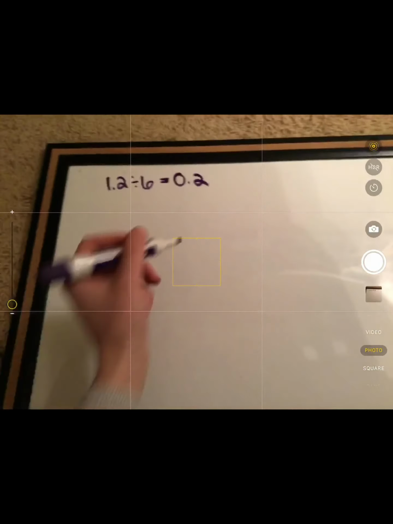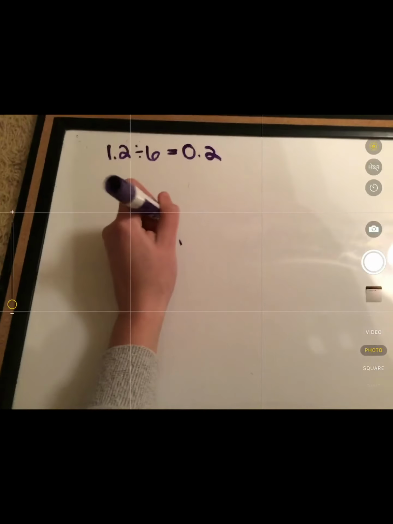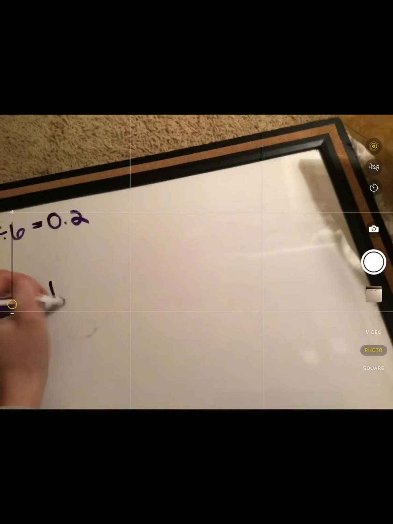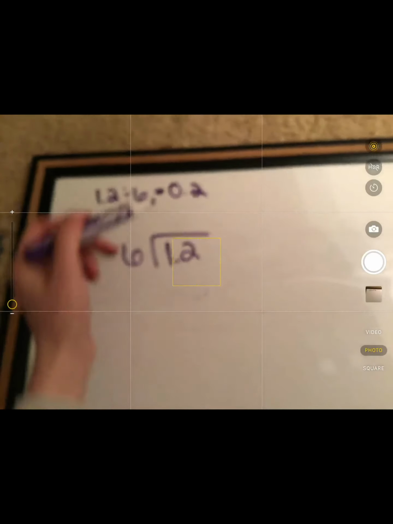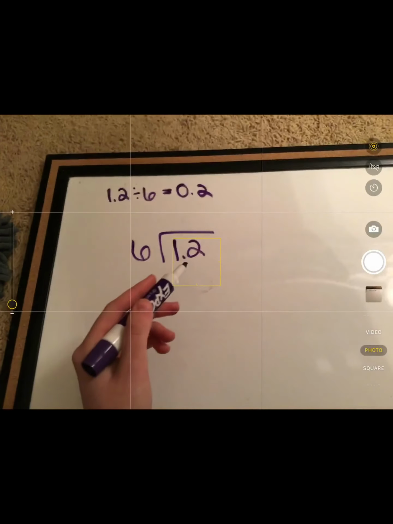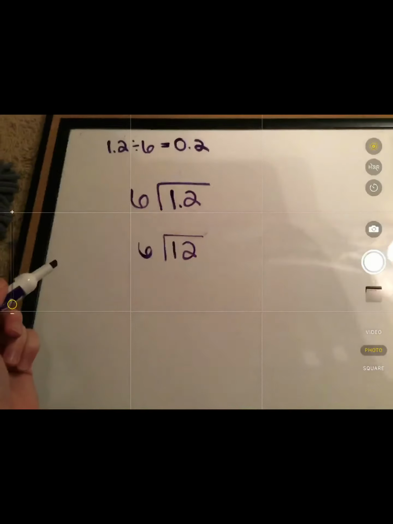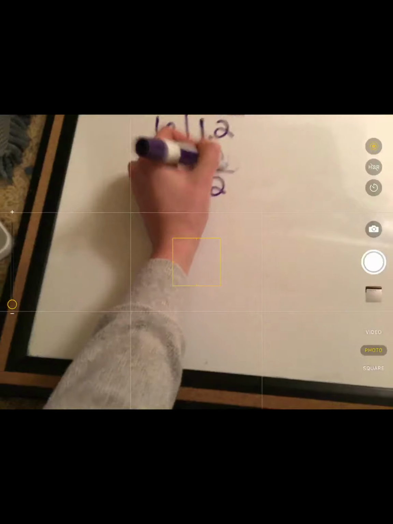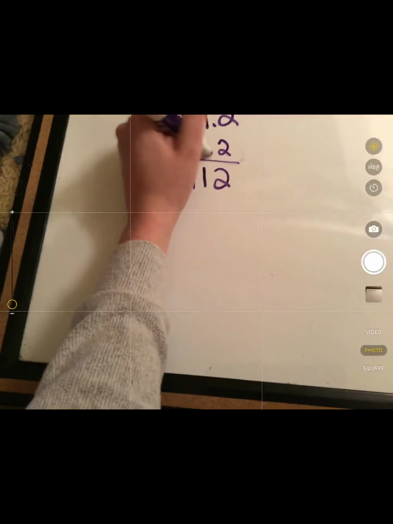So with this problem as well, I will show you another way that you could look at solving it. So I have 1 and 2 tenths divided by 6. Well, I could also remove that decimal, since I know I can do 12 divided by 6, and that gives me 2, but I need to remember to add my decimal back in.